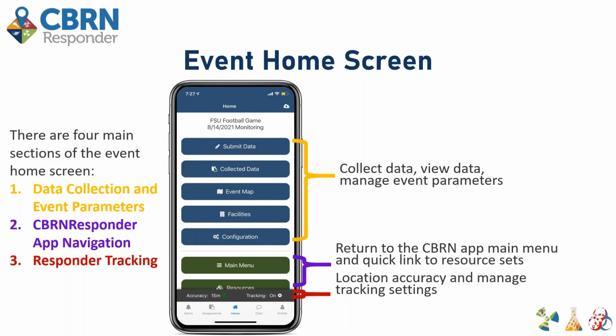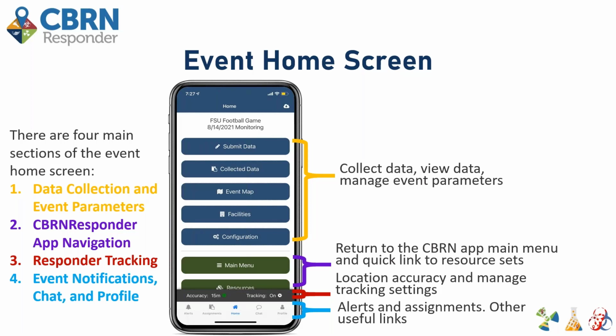You then have your tracking. This will include your location accuracy and the ability to turn on and off tracking. And that bottom bar has your event notifications, chat, and profile. This includes your alerts, assignments, links to the homepage, chat, and your profile.